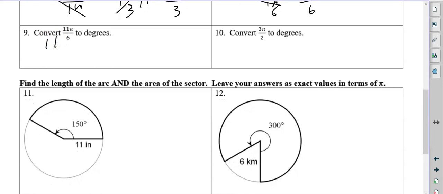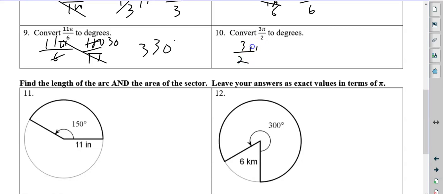Now, if we got it in radians, and we want to convert to degrees, then we do 180 over pi. So that the pi's will cancel. And hopefully you see that 6 goes into 180 30 times. And then it's 30 times 11, which is 330 degrees. Okay? If not, you can type in the calculator 11 times 180 divided by 6, enter, get a decimal, and convert it then. Okay. 3 over 2 pi, 180 over pi. Again, the pi's cancel. 2 goes into 180 90 times. 9 times 3 is 27, so 270 degrees.